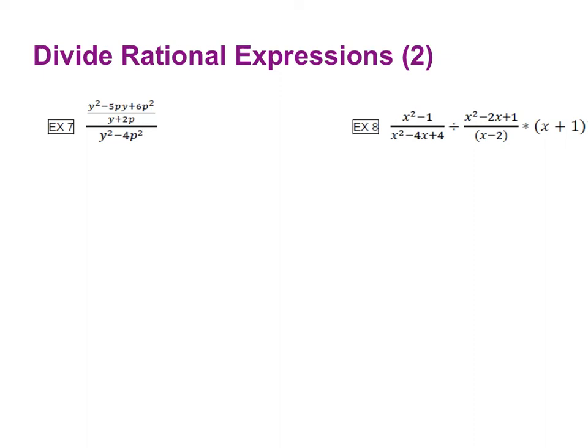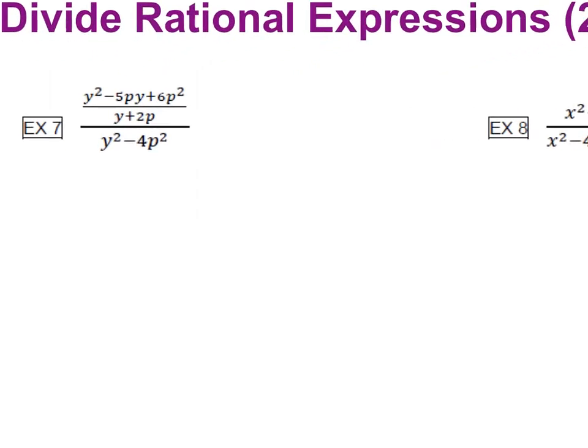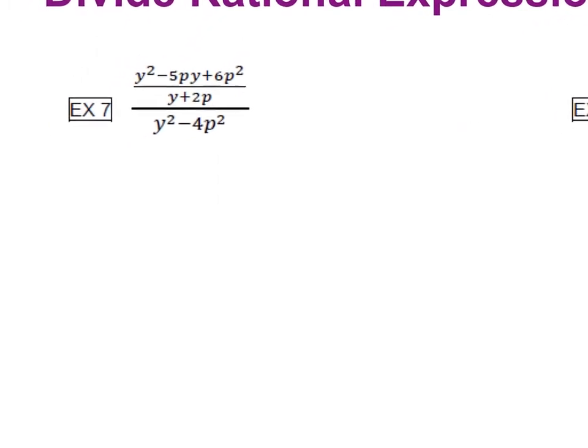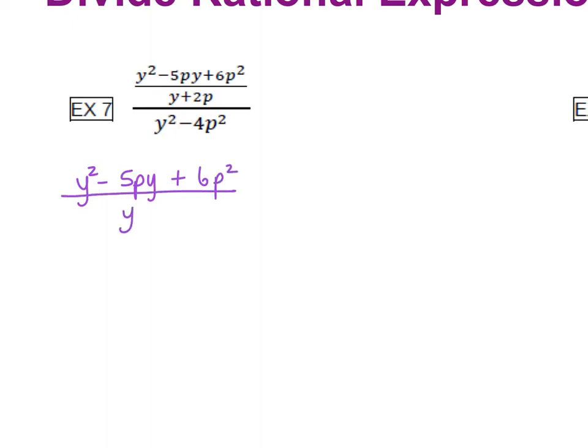All right, so we have our second video for dividing rational expressions. I'm going to go ahead and zoom in on this first one. This problem looks like it's set up a little bit different, so I'm going to rewrite it so it looks like the other problems we've been doing. Our first fraction is y squared minus 5py plus 6p squared over y plus 2p. And then this big division, that's the divided by right here in the problem. And then y squared minus 4p squared. I'm going to put that over 1 so that we have that fraction to flip.